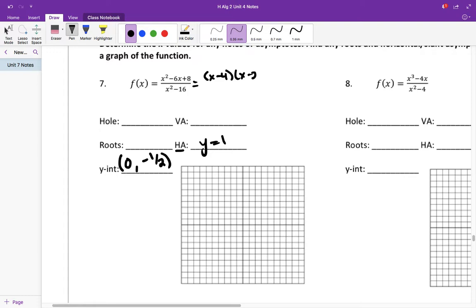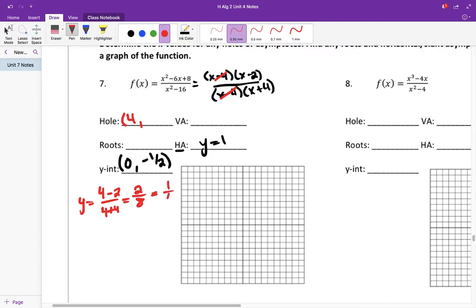So (x minus 4)(x minus 2) for my numerator, (x minus 4)(x plus 4) for my denominator. When I look to simplify, my x minus 4s are going to divide out, which tells me that I have a hole at an x value of 4. Notice that I'm starting to write my hole as a point. I need to figure out what the y value is. The y value for my hole is equal to putting 4 into my remaining function. So 4 minus 2 over 4 plus 4 ends up being 2 over 8, which reduces to 1 over 4. So my hole for this one is going to be at (4, 1/4).